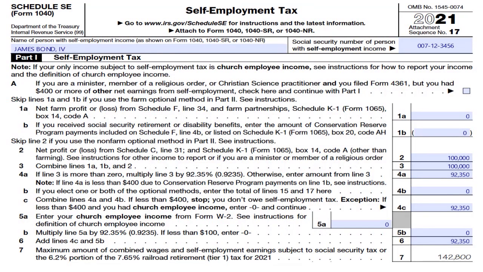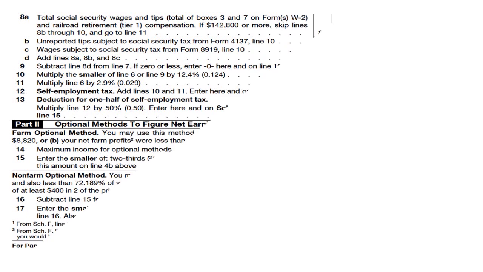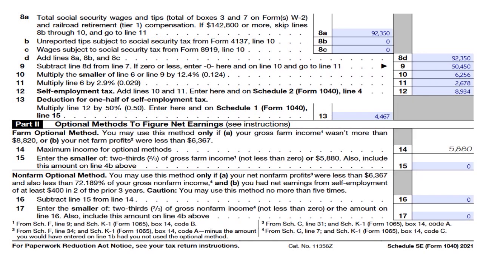Moving on here, line 8A. So basically, we just put the same income, $92,350. We put it on line 8A. It's the same thing. And we have no unreported tips. We have no wages subject to Social Security tax from Form 8919. We don't have that. So on line 8D, you have $92,350, the same amount.